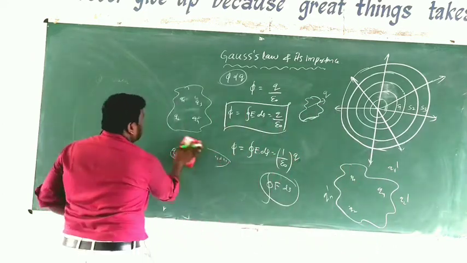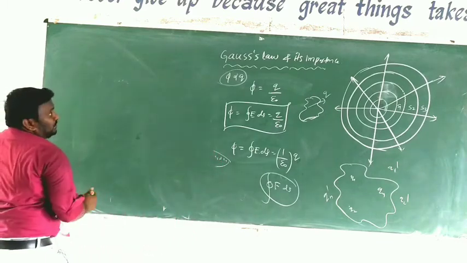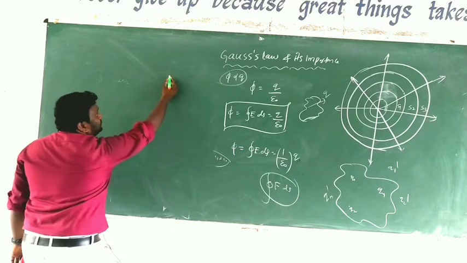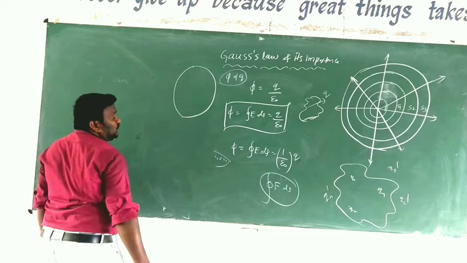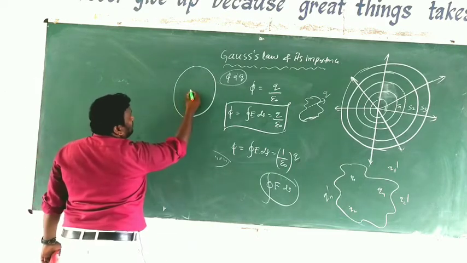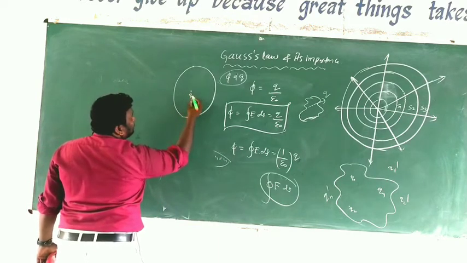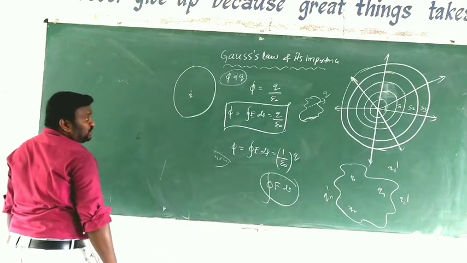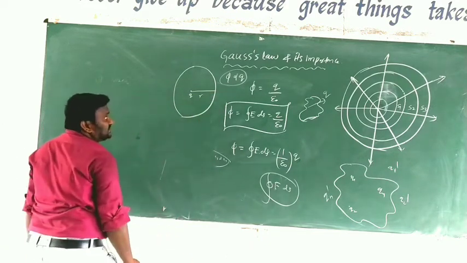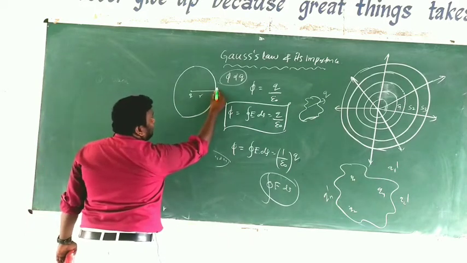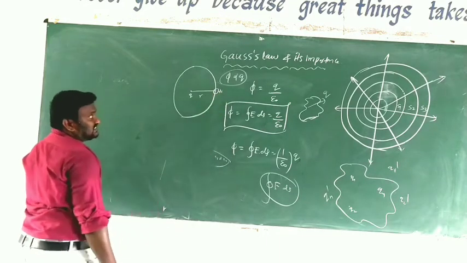Let's see here. For example, we are taking one closed surface. This is the center. At that center, some positive charge Q is there, and the surface is at a distance of R. Now I am selecting this surface area ds. Clear?